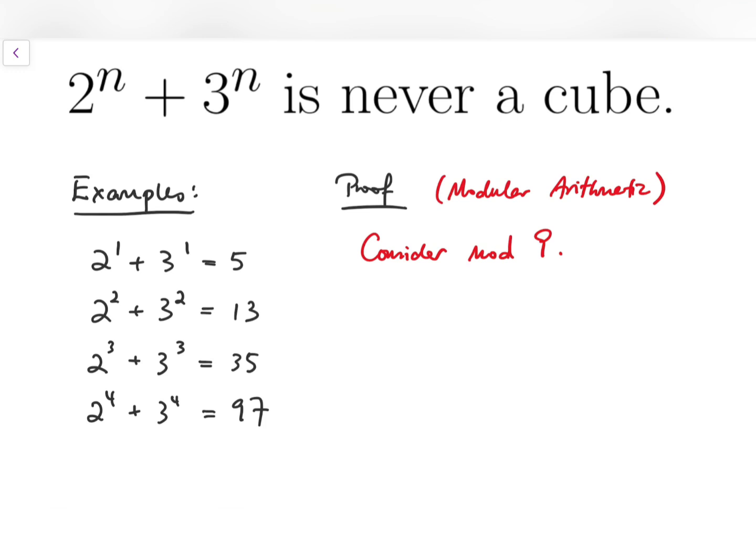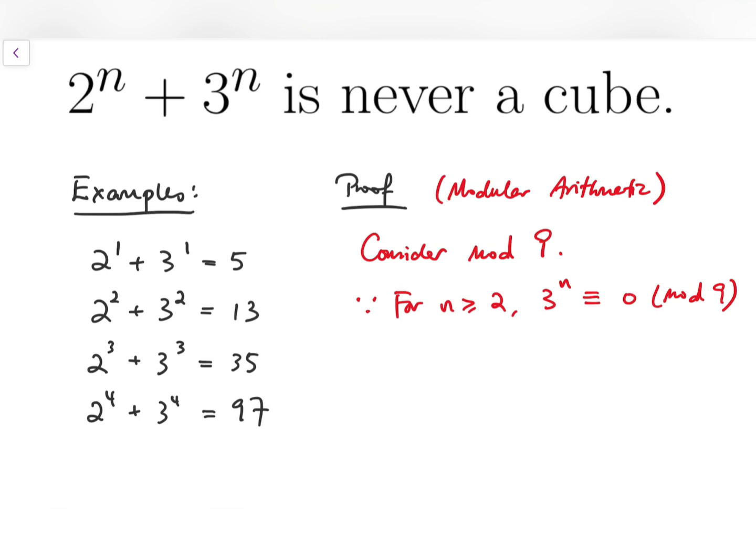Notice that for n at least 2, 3 to the power n is congruent to 0 mod 9. This is because starting from n equals 2, 3 to the power n is a multiple of 9. And after we keep multiplying by 3, the remainder is still the same. It's still 0.